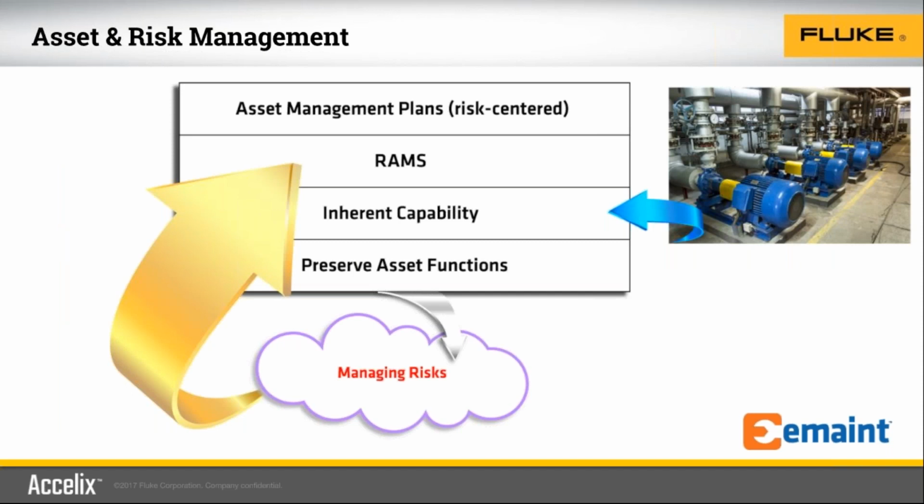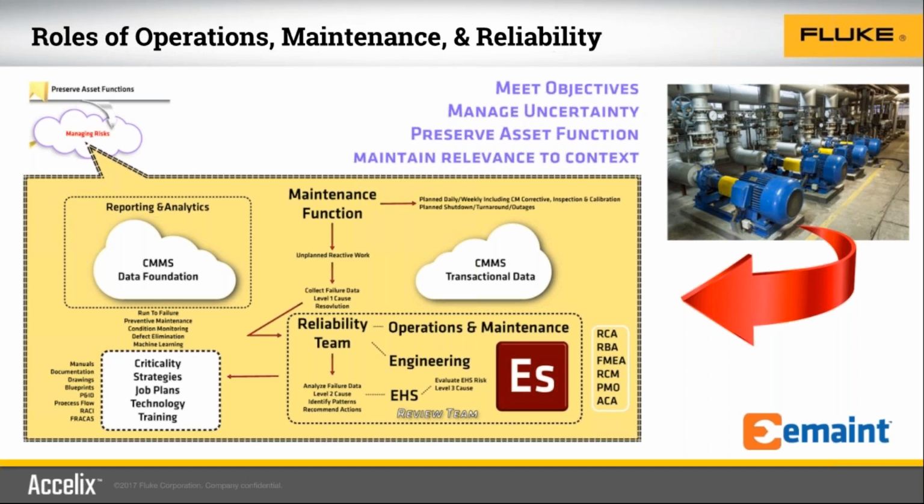So I'm going to talk a little bit here about the top down. We have our asset management plans. We're looking at risk to the objectives of the organization, where reliability, availability, maintainability, and safety fit into that. And then from that we have the inherent capability of the asset itself. In other words, if you don't do any redesign, you can't expect to get more out of the asset. And then the goal in the maintenance and reliability world is to preserve asset functions. Then it boils down to how you do that: you do it by managing risks. So there's our cloud, and we'll go from this cloud into a little bit more detail.